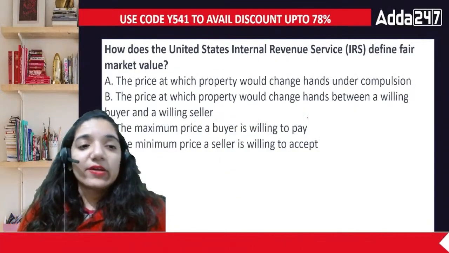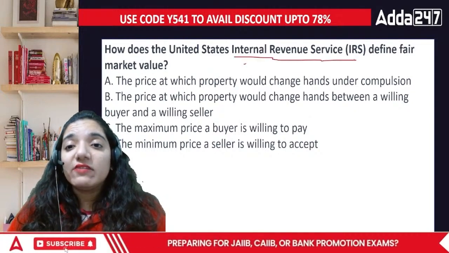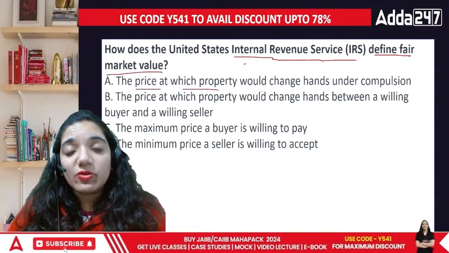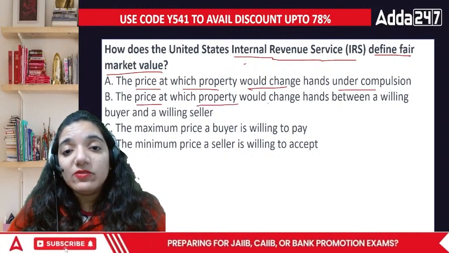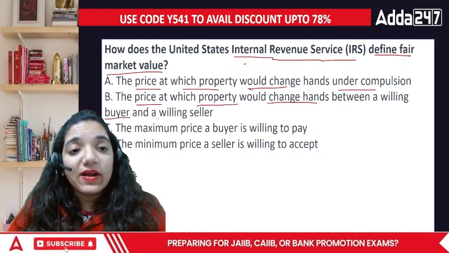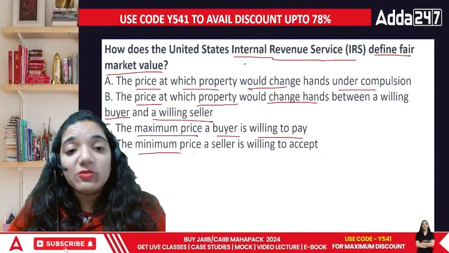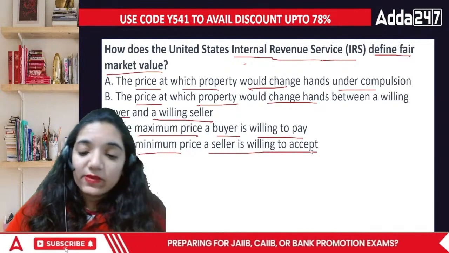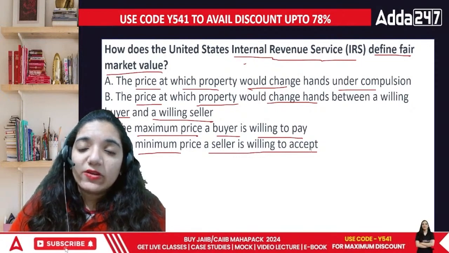Okay. How does the United States Internal Revenue Service define fair market value? The price at which the property would change hands under compulsion, the price at which property would change hands between a willing buyer and a willing seller, the maximum price a buyer is willing to pay, or the minimum price a seller is willing to accept. IRS, Internal Revenue Service. What are they talking about?